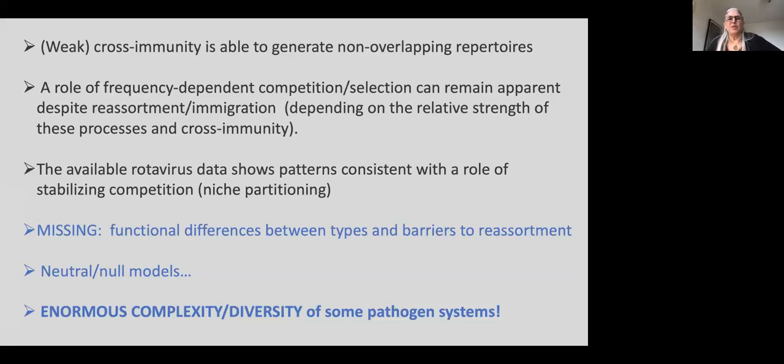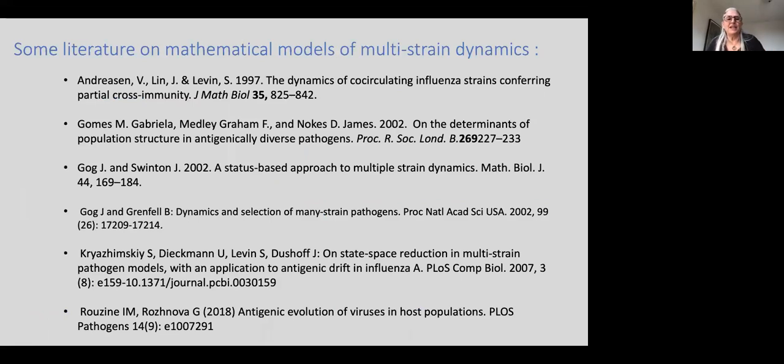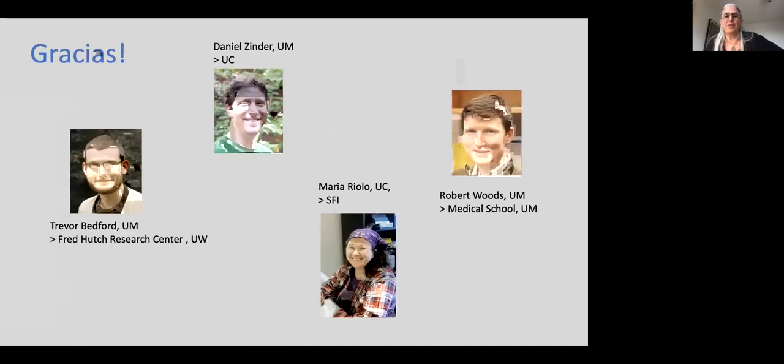So this is where I'm going to go tomorrow, to hyperdiverse systems, hopefully connecting with the more analytical work that Daniel Fisher will show us. I think there are some conceptual connections to that. And here are some papers for those of you who may be interested in some more mathematical aspects of competition between strains, and in particular, at the end, some attempts to use population genetics to explain the patterns I just showed you for flu. Thank you very much.